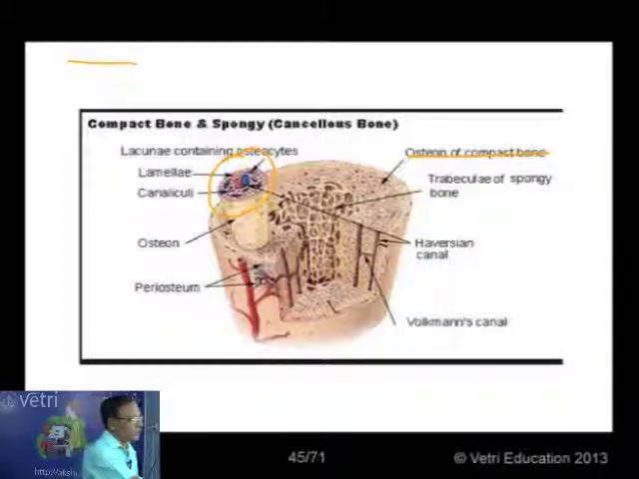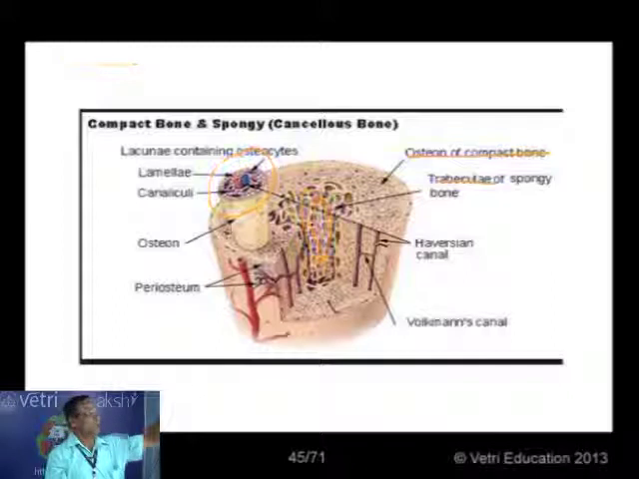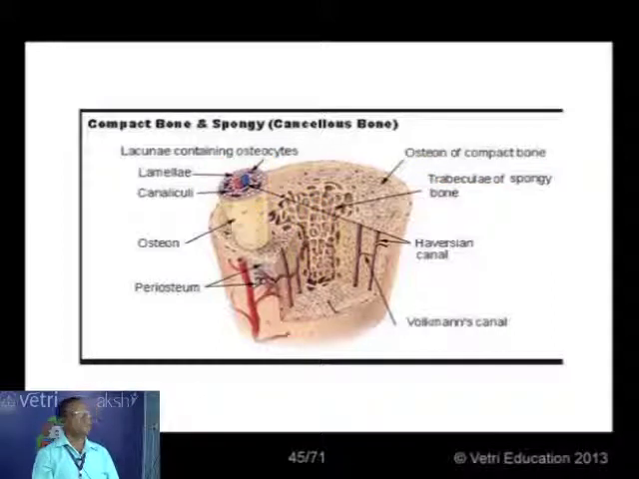Now, on the inside we have, for example, the spongy bone. You can see many intercommunicating spaces, and they are filled with red bone marrow. They are nothing but trabeculae, the partition walls, the intercommunicating spaces. So the unit of compact bone is called the osteon, or Haversian system.